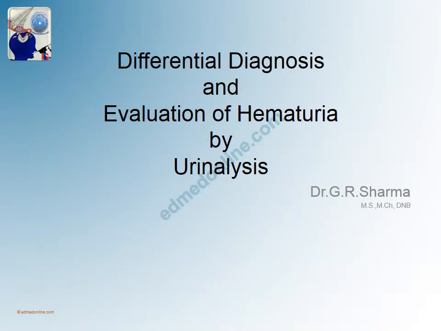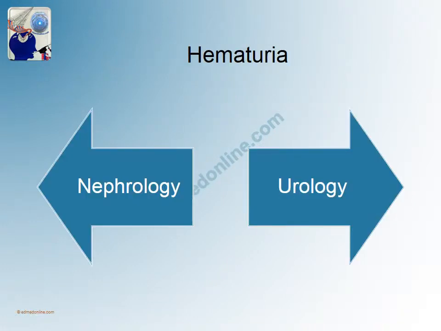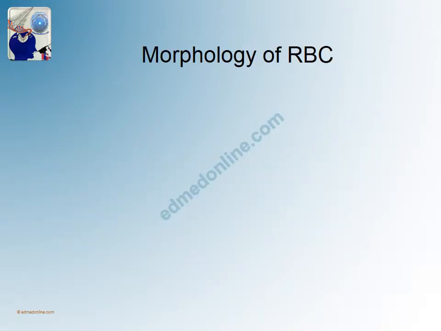In this talk we will see how to evaluate the various causes of hematuria by a simple urine examination and differentiate whether it is a nephrological or a urological cause. Whenever there is hematuria, either gross or microscopic, the cause could be either a medical disease or a surgical problem. Now the morphology of RBC is the first thing which can help us in differentiating between these two situations.